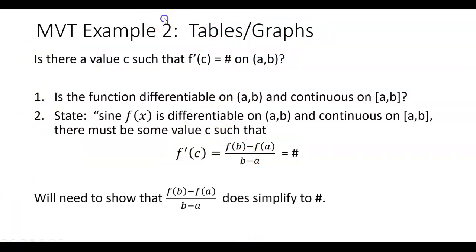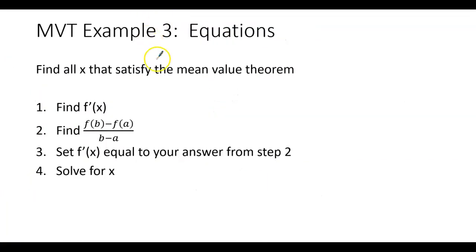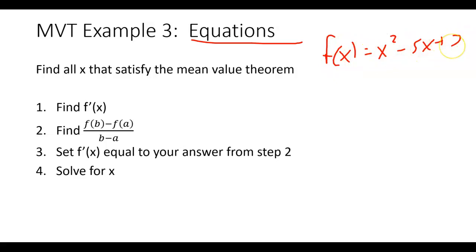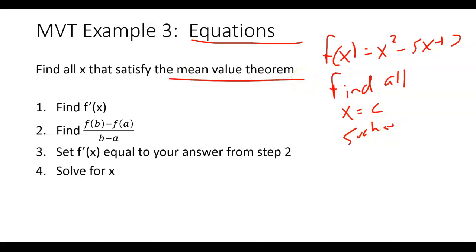All right, let's move on to a third way the MVT question can be asked, and that's if they're giving you an equation. They might say, f of x is equal to x squared minus 5x plus 3, and find all values x equals c such that the mean value theorem can apply to it. Okay, so basically we just want to get our mean value theorem up there, which is where the instantaneous rate is equal to the average rate.